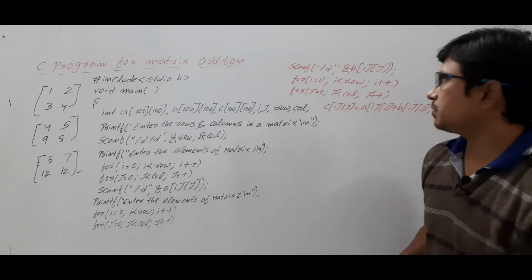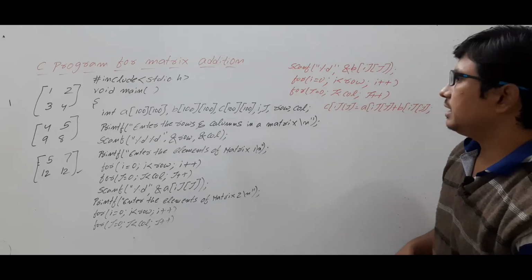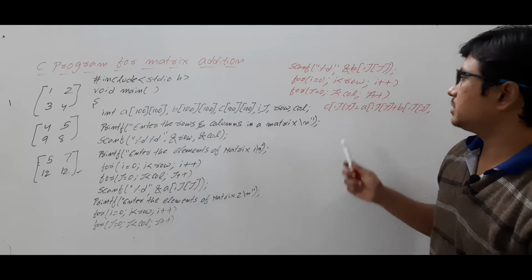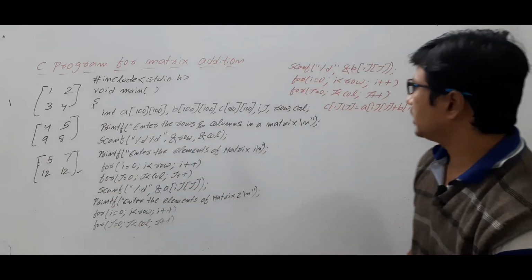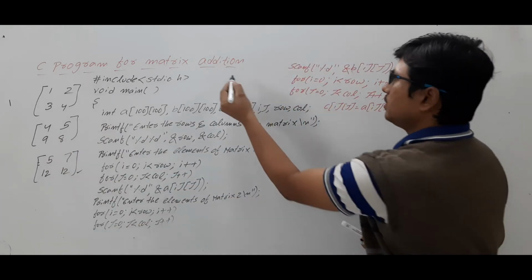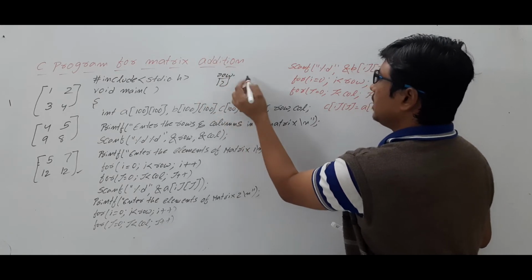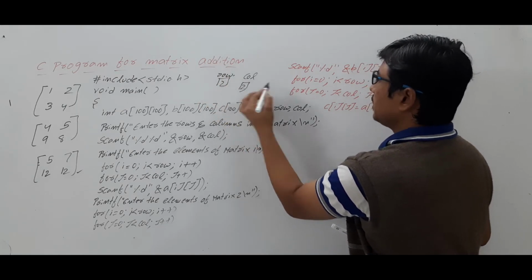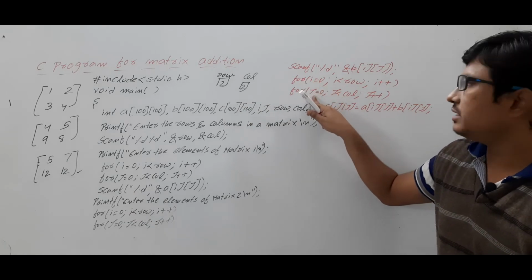Is it clear? Are you able to understand? Let me discuss with a small example. Let's take that the row value is 2 and column value is 2. I am taking a two-dimensional array, so the number of rows is 2 and columns is 2. Now this is an outer loop, this is an inner loop. Am I right or wrong?